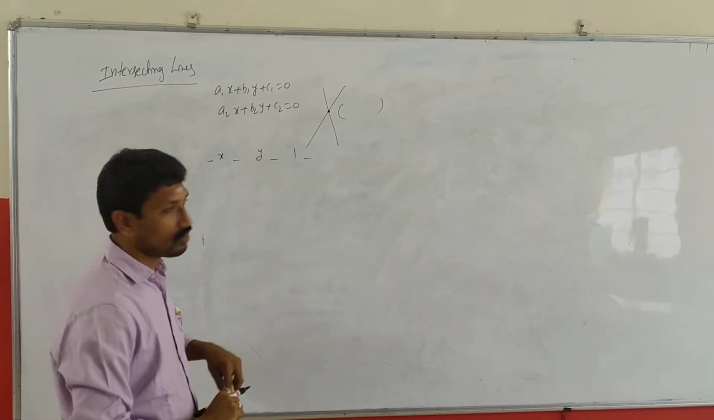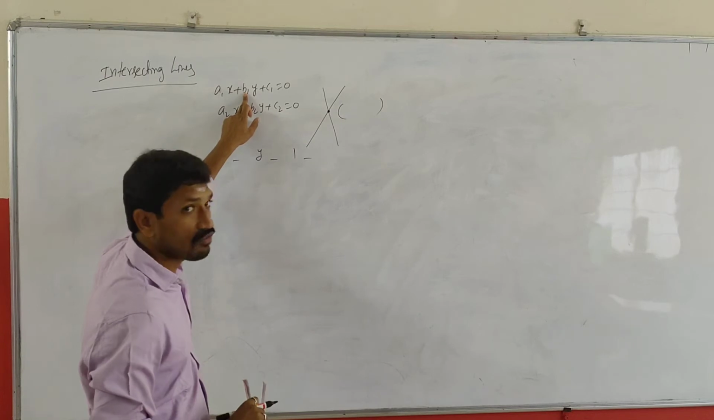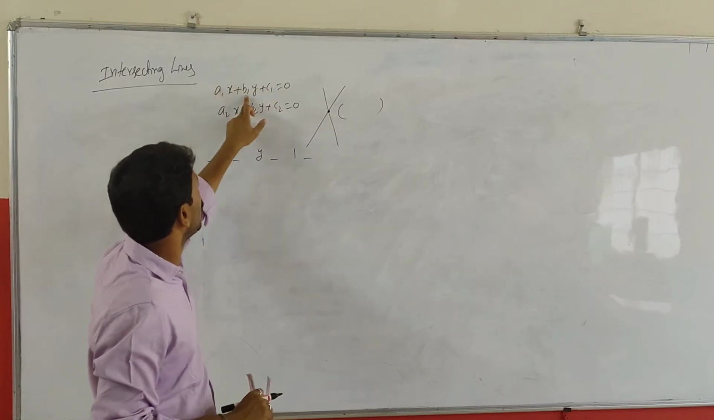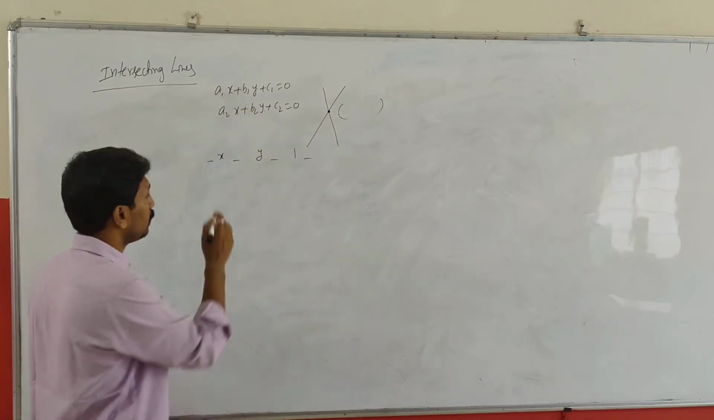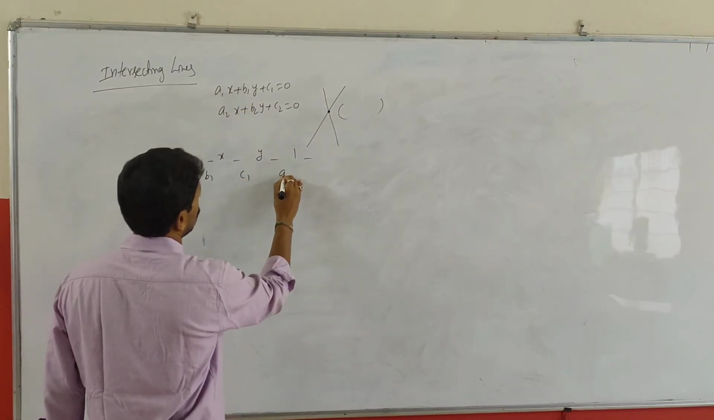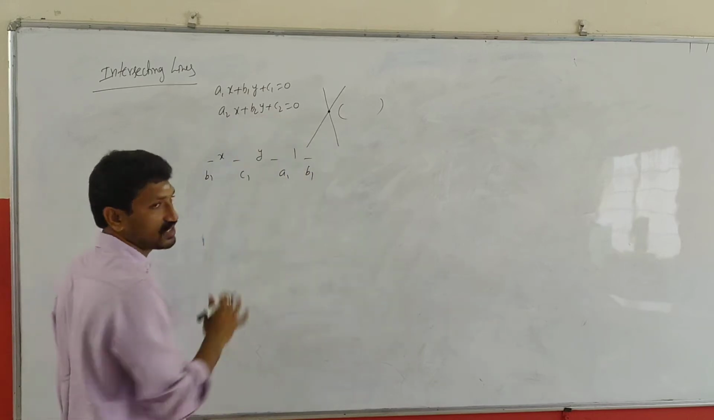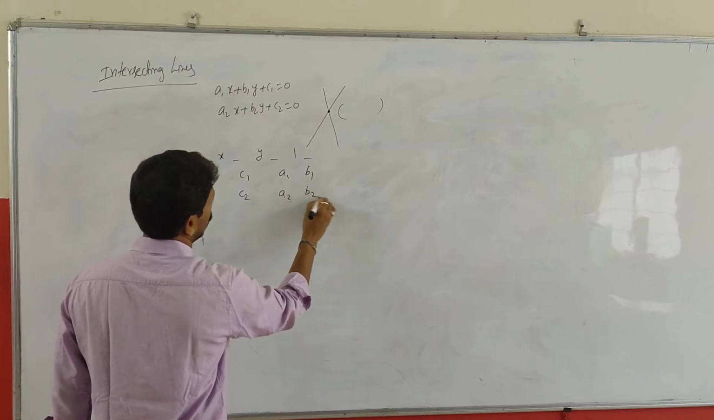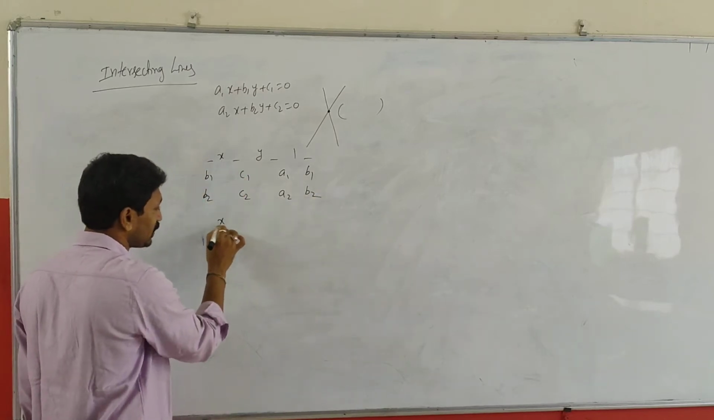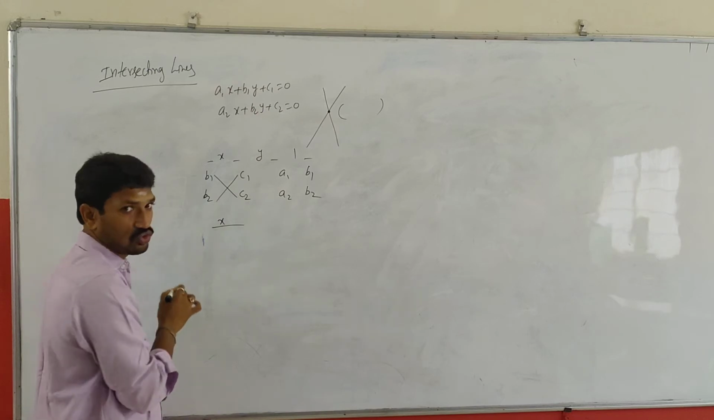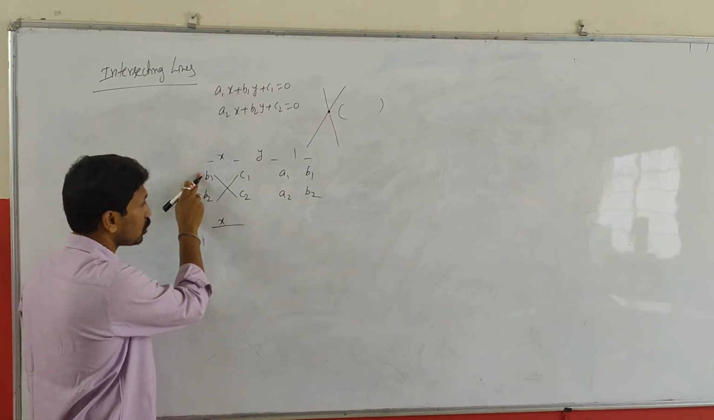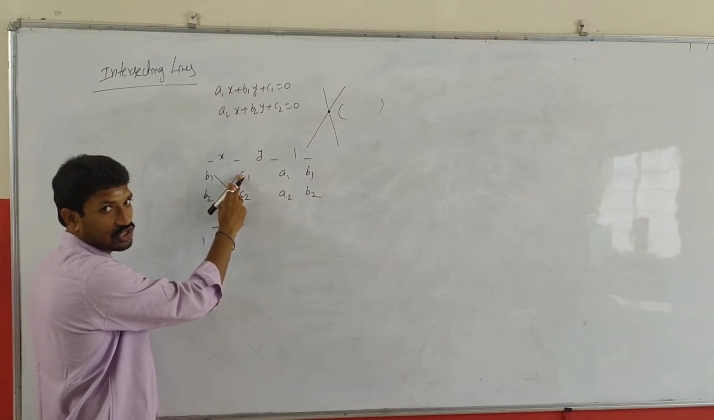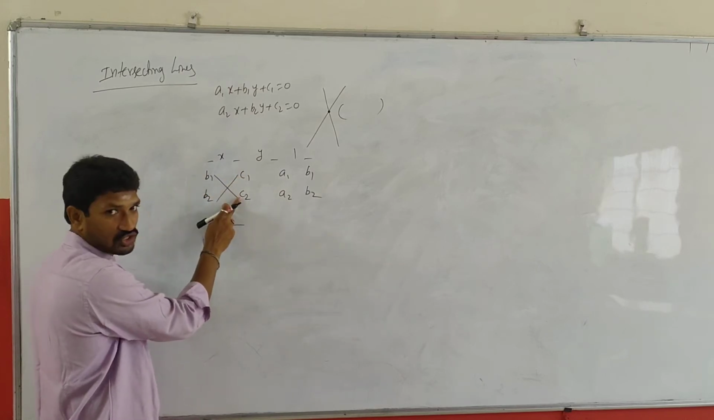We have 4 regions: 1, 2, 3, 4. You have to start from b1, that means the coefficient of y: b1, c1, a1, and again stop with b1. See here, b1, c1, a1, b1, and the same for the second equation also: b2, c2, a2 and b2. So you have to write x by cross multiplication of these two. Cross multiplication means always start from here only. Don't take the multiplication of these two first; we have to take these two first.